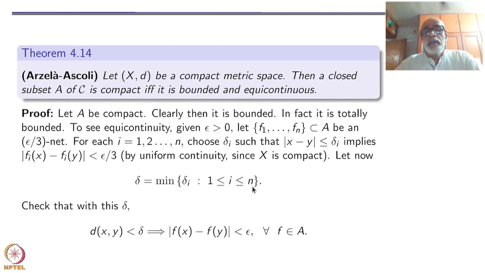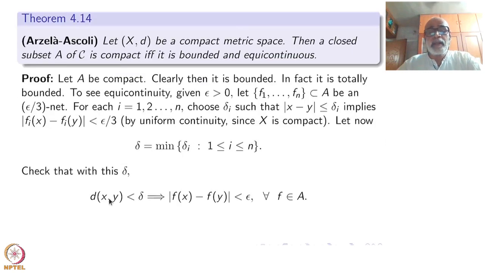Okay, you see I have already used that there are only finitely many of them. So as indicated by my remark, I am taking the minimum of these delta i's. Check that this delta has the property: distance between x and y less than delta implies |f(x) - f(y)| is less than epsilon for all the f's.